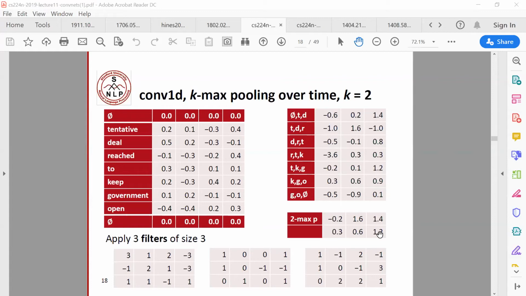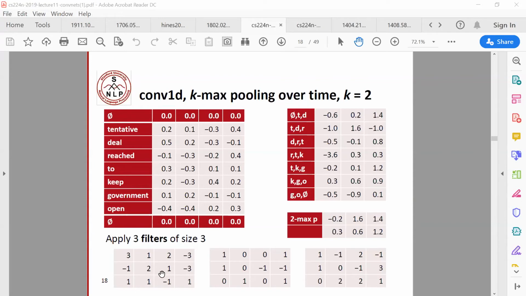You can imagine Kmax pooling could be, if it was 3, then he would look for the 3 highest values. Okay, does that make sense to everybody what we just did? So it's basically the same thing we did before. Yeah. Question?